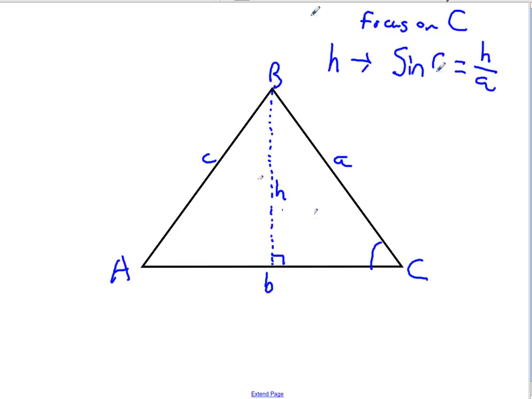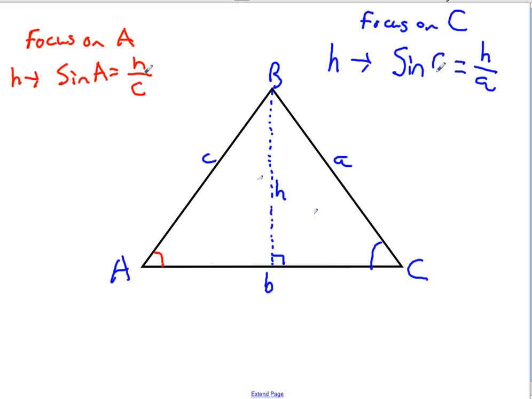So let's change our focus real quick here, and let's focus on angle A. This time, here's our angle. This is the opposite side, the height is, and in this right triangle right here, C now is the hypotenuse in this right triangle on this side. So if we're looking for the height, we could say the sine of angle A equals the opposite side, which is H, over the hypotenuse, which is C.